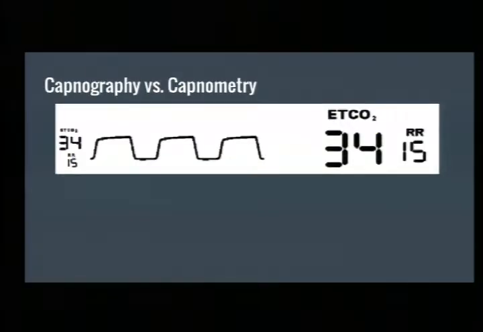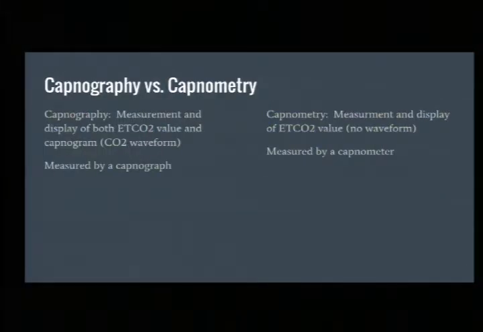And we have capnography versus capnometry. Capnography is your nice waveform, and you need to understand what is happening at each part of it, which we'll go through. Capnometry is just the number. Some monitors will give you both, some monitors will only give you a number. So capnography is a measurement of both your end tidal value and your waveform, called the capnograph. Capnometry is just that number. You're not going to see the waveform.